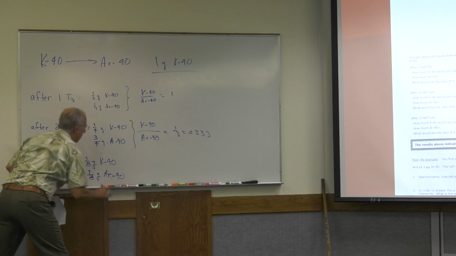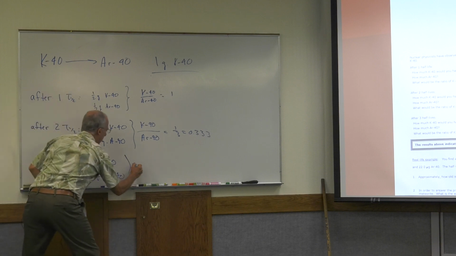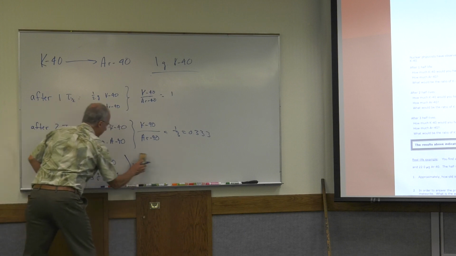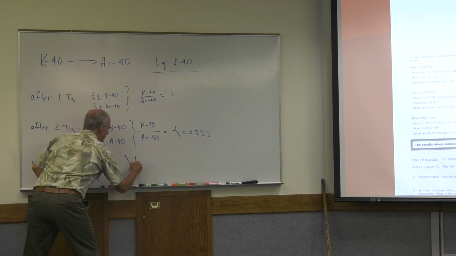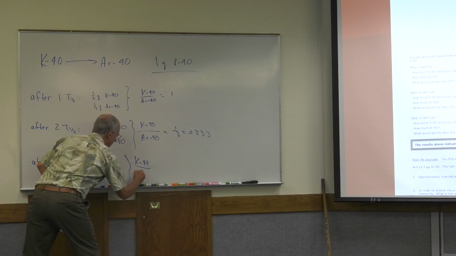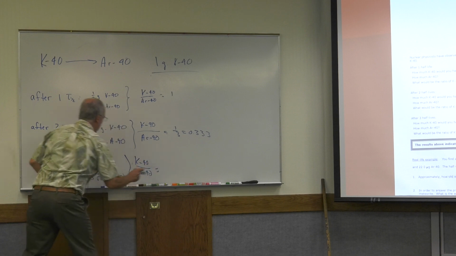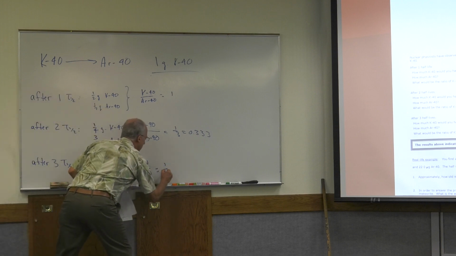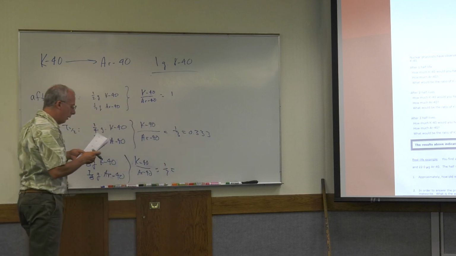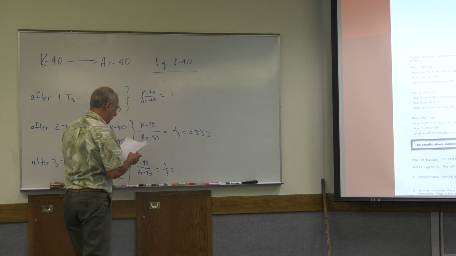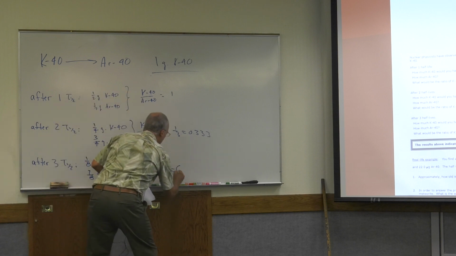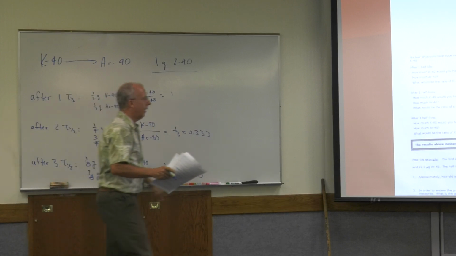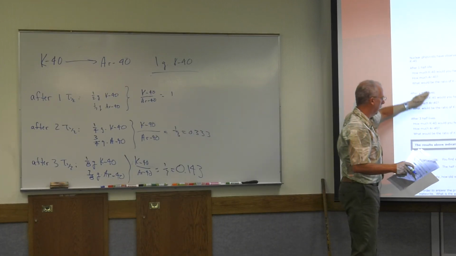All right, what's the ratio? So the ratio of K40 to argon-40 is 1/8 divided by 7/8, which is 1/7. You plug that in your calculator, you get 0.143. Okay, so that's all this, right? We just filled in all this.